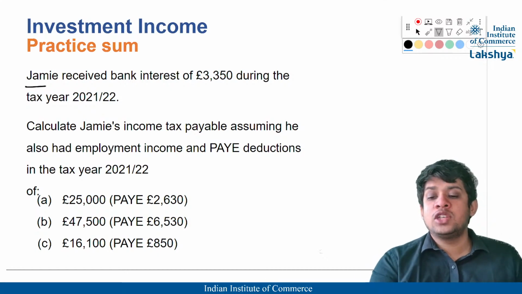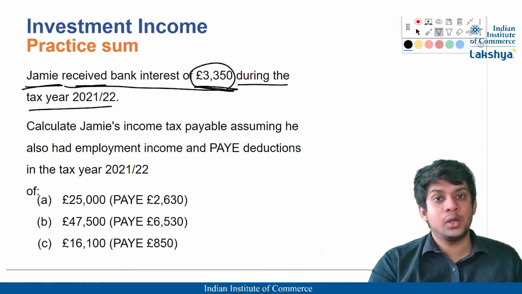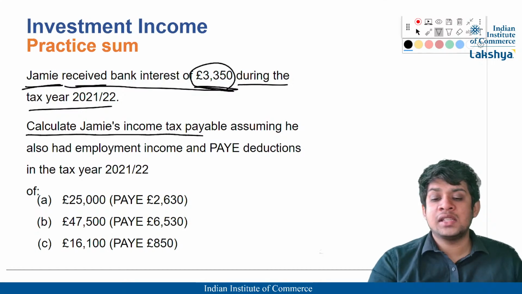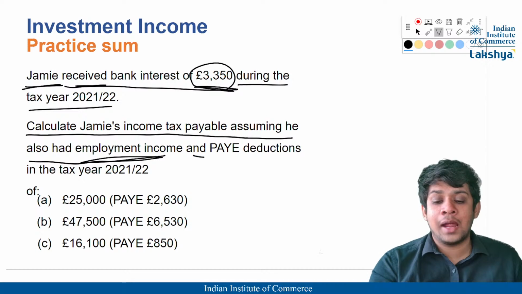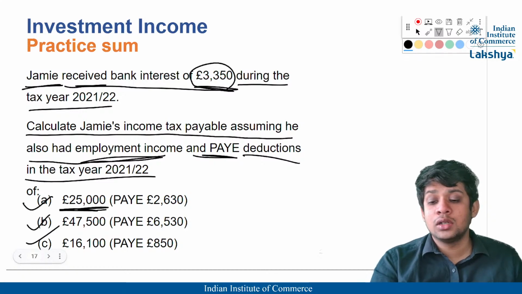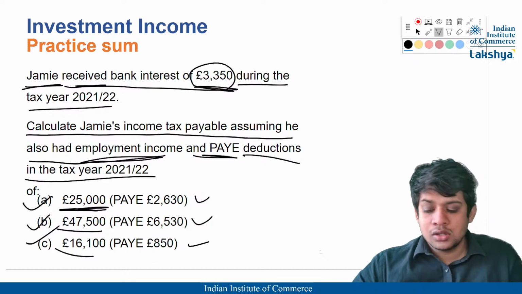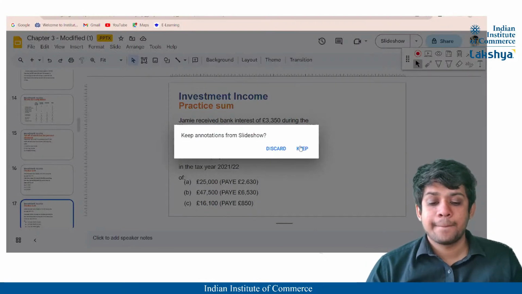Okay, guys. Now, Jamie has received bank interest of 3350 pounds during the tax year 2021-22. Calculate Jamie's income tax payable assuming he also had employment income and PAYE deductions in the tax year 2021-22 of the following. So he has an employment income of 25,000, of 47,500 and of 16,100, and his PAYEs are also mentioned here. So let's get started.